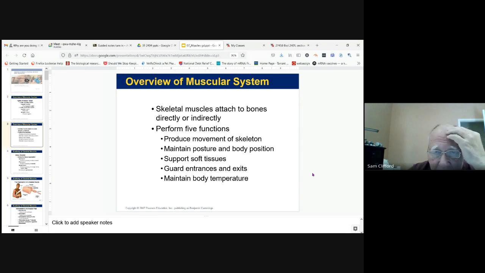Skeletal muscle can attach to bones directly, indirectly by tendons or by fascia, large connections of connective tissue. So, what does skeletal muscle do? Movement, posture, support soft tissues, so supporting blood vessels, primarily blood vessels. They guard entrances and exits.